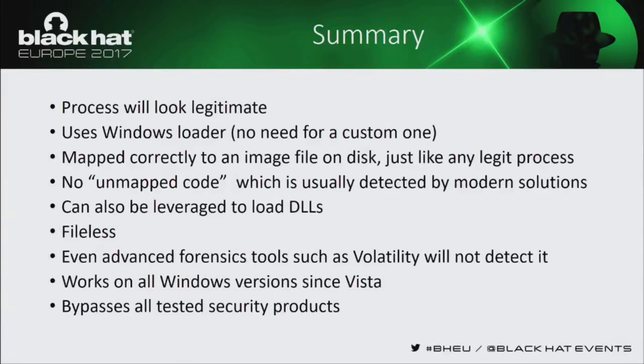To sum up, process doppelganging allows us to take a malicious executable, load it in the context of a legitimate looking file, and create a process out of it. We use the Windows loader, right? So there's no need for a custom reflective loader of any sort. The file is mapped to an image file correctly on disk, just like any legit process. And we don't have any of the unmapped, dynamically generated runtime code that is usually associated with modern malware and is detected by modern solutions. This can be leveraged to doppelgang DLL files as well, and it's completely fileless. And even advanced forensics tools such as Volatility won't detect it at this point.